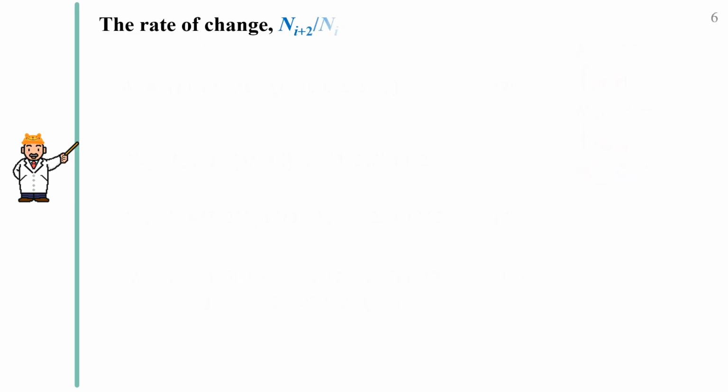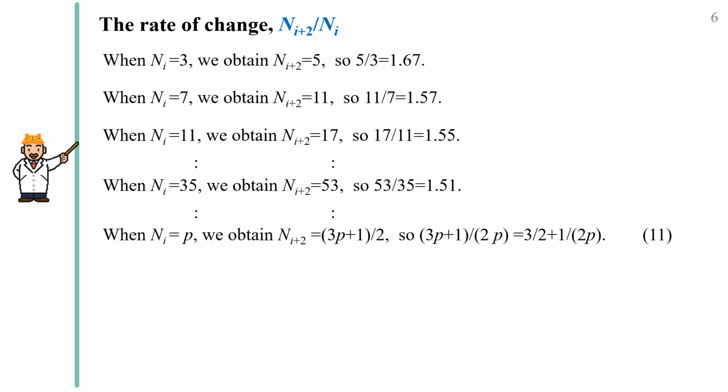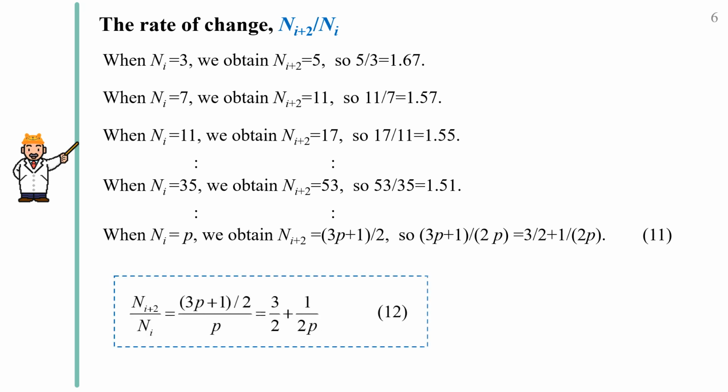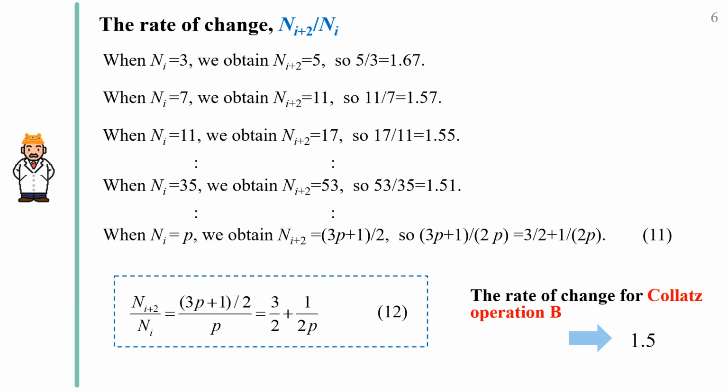The rate of change, n_(i+2) divided by n_i, takes different values depending on the value of n_i. This is expressed by the following equation. From this equation, we see that the rate of change becomes smaller as p becomes larger, and that it approaches a value of about 1.5 when p is sufficiently large. For the same reason as stated above, the rate of change for Collatz operation B is fixed at a constant value of 1.5 in this study.